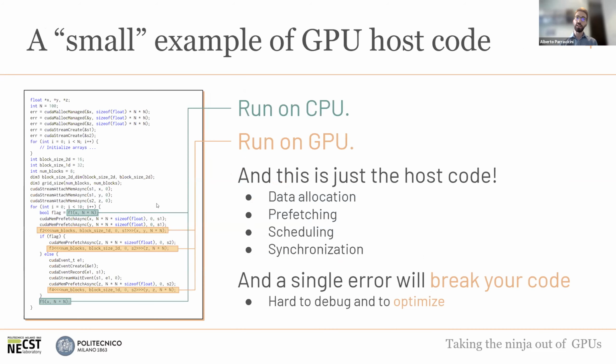To give you a better feeling of what these challenges are about, here we have a somewhat small snippet of GPU host code. So this is not the actual GPU code, but it is CPU code which handles data allocation, data transfer, scheduling, synchronization, and so on. And as you can see, for just 3 GPU functions, there's a lot of extra code which is required. And what's even worse is that a single mistake, for example, if you forget to synchronize some computation, will most likely break your entire application.